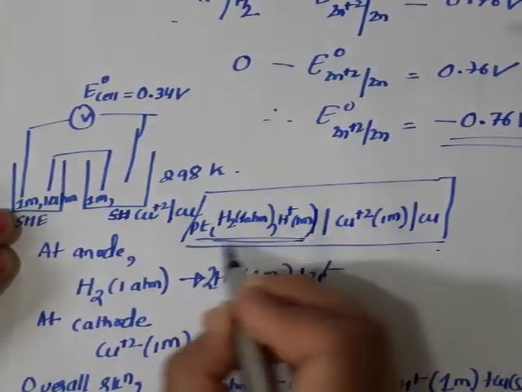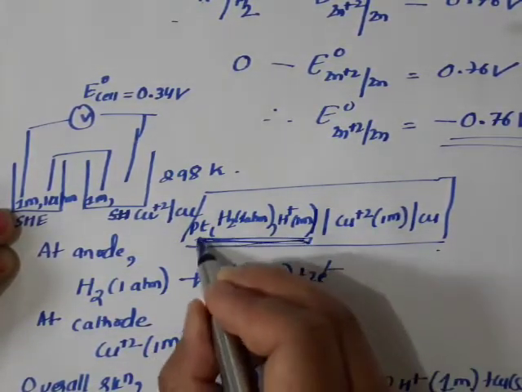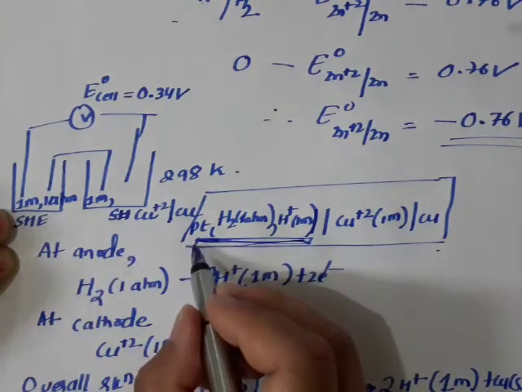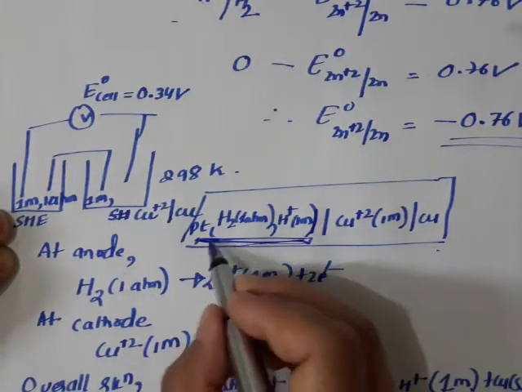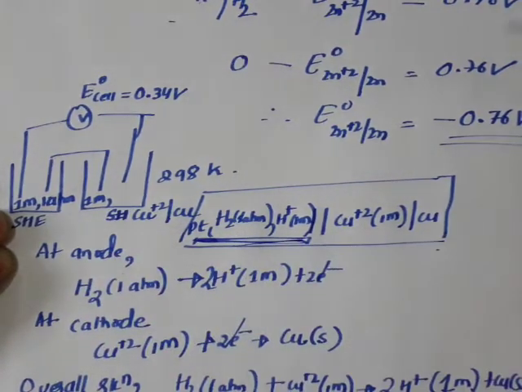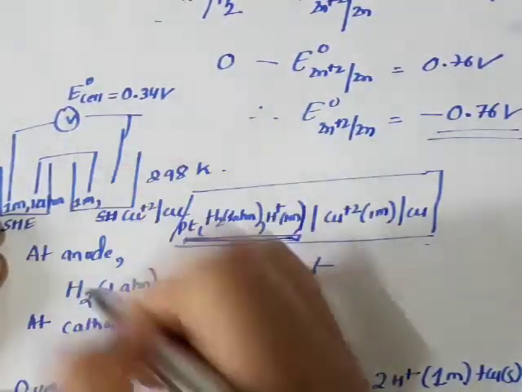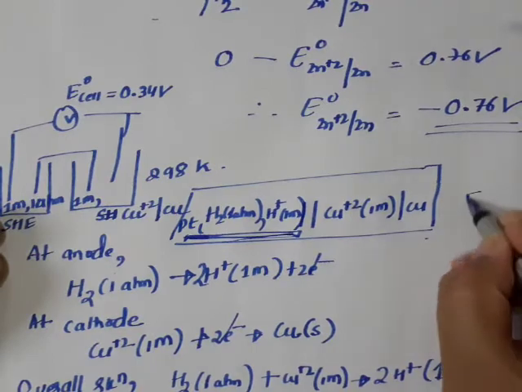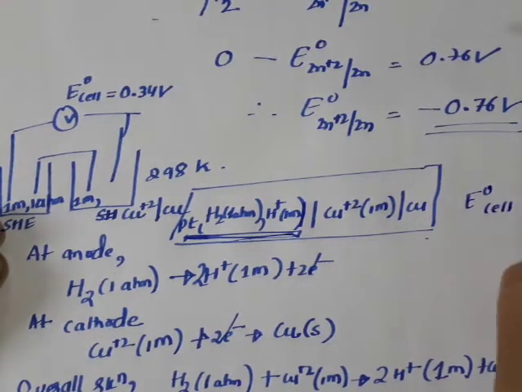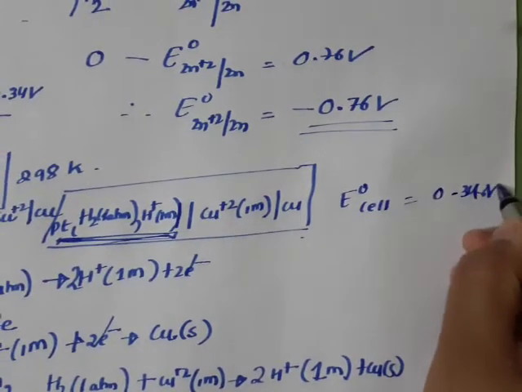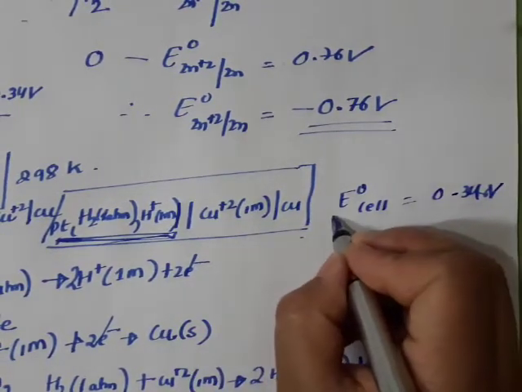Now this is your electrode, the representation of the electrode when it acts as cathode. It has been observed that the measured value of E naught cell is 0.34 volt.